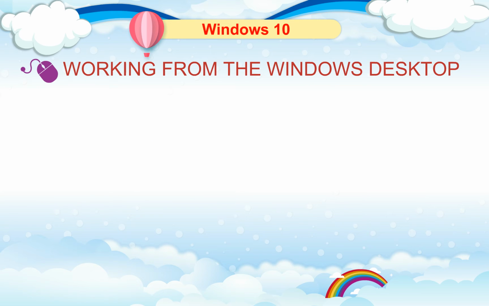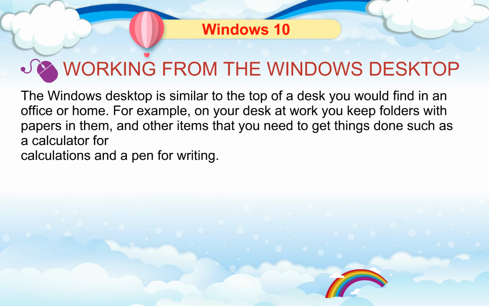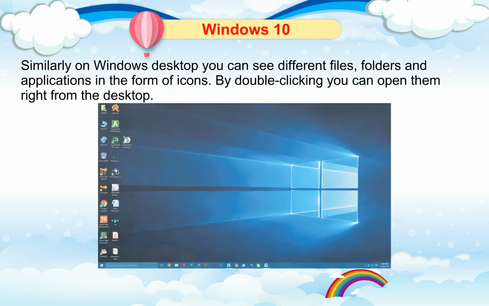Working from the Windows desktop. The Windows desktop is similar to the top of a desk you would find in an office or home. For example, on your desk at work, you keep folders with papers in them and other items that you need to get things done, such as a calculator for calculations and a pen for writing.